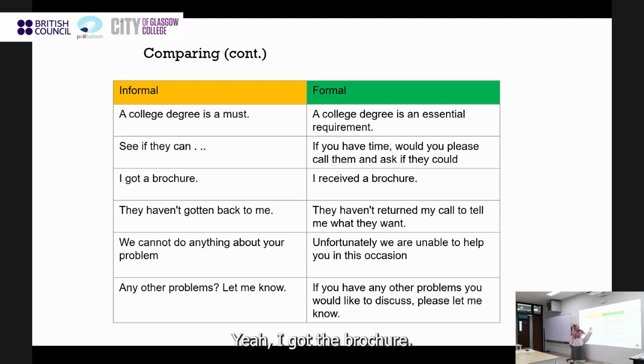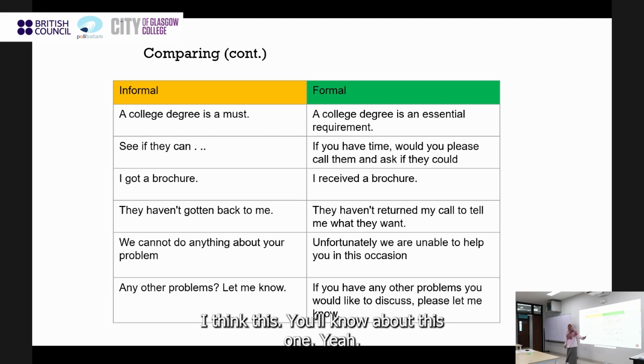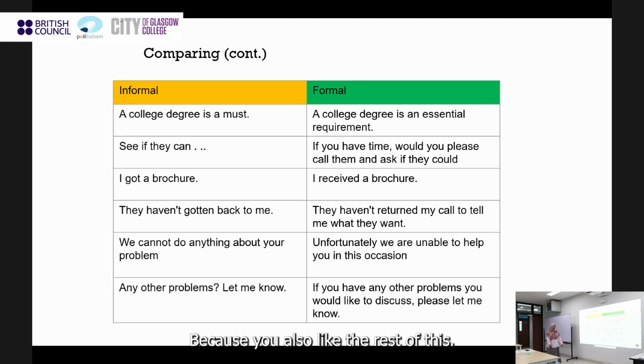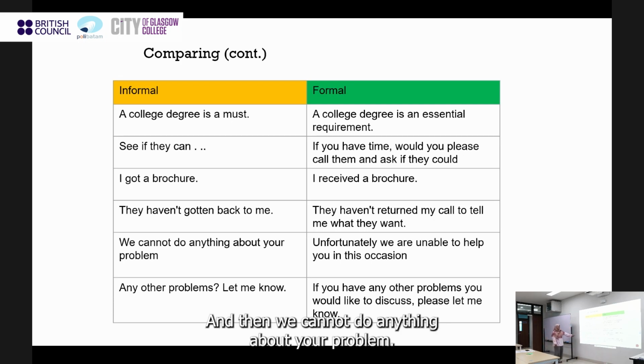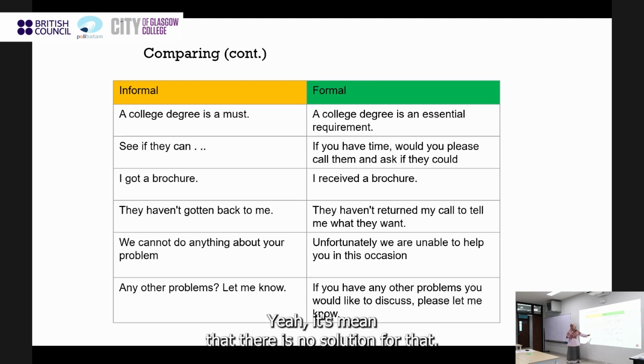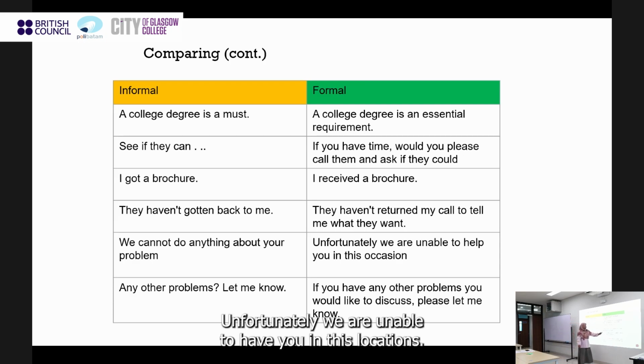"I got the brochure." "I received a brochure." I think Miss Yulinda knows about this one, because you are also a lecturer of this. And then, "we cannot do anything about your problem." It means that there is no solution for them. And we can see the informal one uses different sentences, but the meaning is that they can't give the solutions. "Unfortunately, we are unable to help you in these occasions."